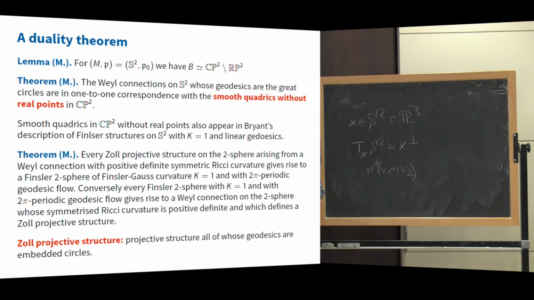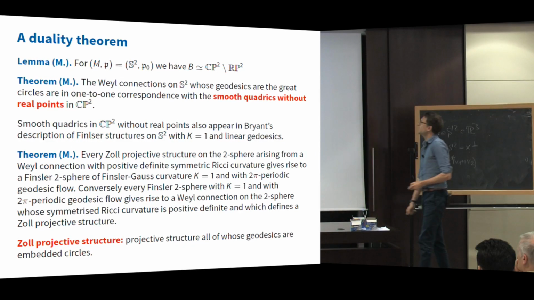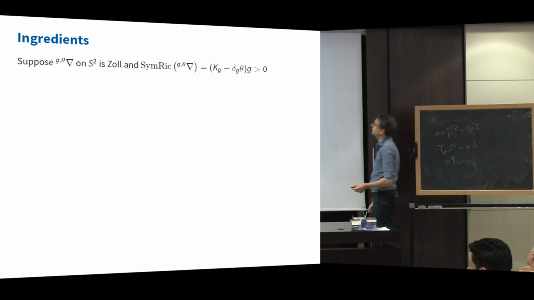that Weil connection has the property that its Ricci curvature, or the symmetric part, right? In general, a connection need not have symmetric Ricci curvature, a general connection. So the symmetric part of the Ricci curvature is positive definite. Then you get a Finsler structure of constant curvature and with periodic geodesic flow. And you can go back. Okay? So this is the reason why somehow these smooth quadrics make an appearance both in Finsler geometry and in projective geometry. And so let me just roughly sketch maybe one direction. So how you go from one to the other.